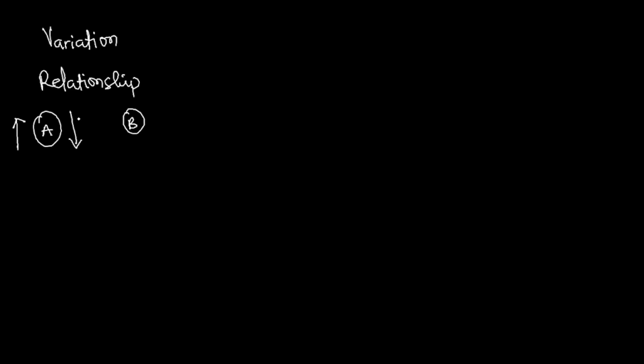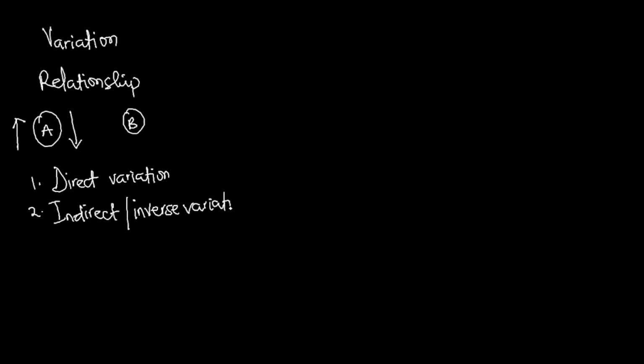Now, two or more quantities that are related to each other are said to either vary directly, inversely, or jointly. This means that there are three types of variation. The first one is the direct variation, which is the type of variation that we are looking at in this tutorial. The second is the indirect or inverse variation. The last one is the joint variation.